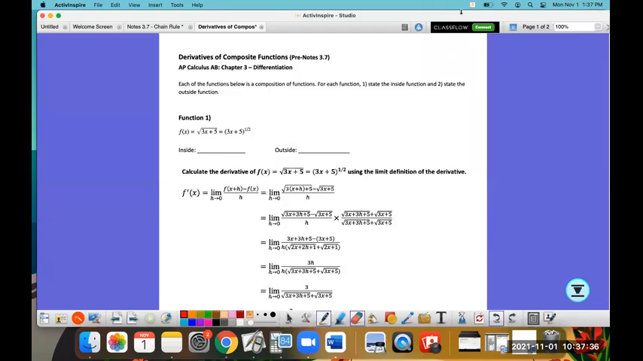All right, so the first thing that I want to do before we actually look at the derivatives is look at what the composite functions actually are. I'd like to know what the inside function is and the outside function is. That way we can recognize that these are actually all composite functions.